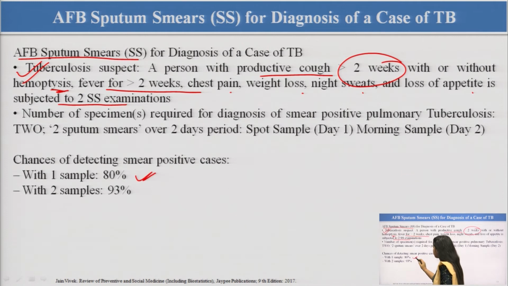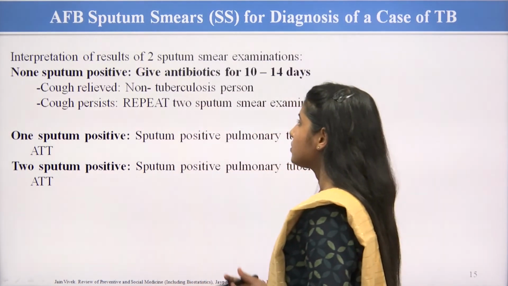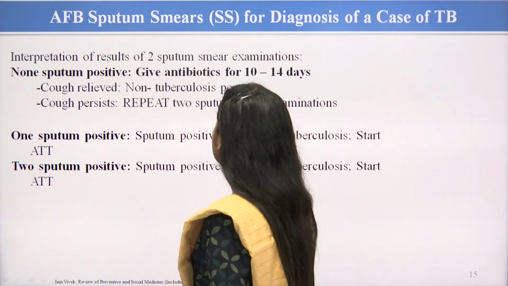What are the chances for detection? The first sample will show 80% chances, and with the second sample 93% chances. So, we prefer 2 samples, on consecutive days. Now we will see the interpretation of results of 2 sputum smear examinations.